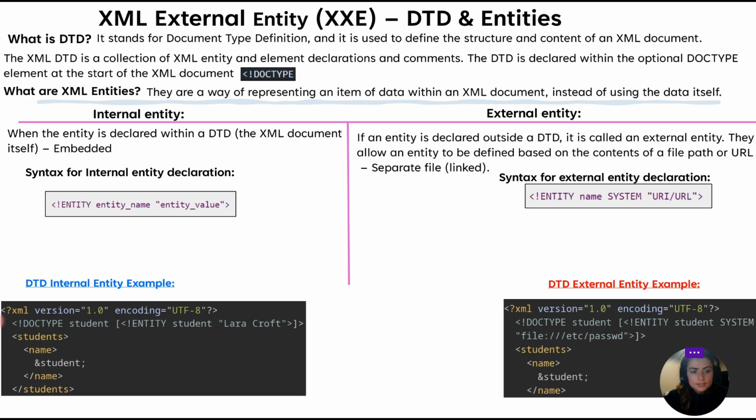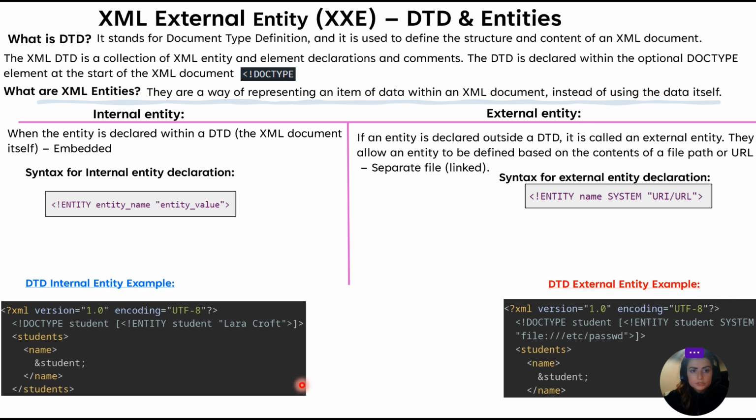So what is DTD? It's exactly this. The whole document is called DTD. So the whole XML document, any attributes, comments, elements, everything is part of the DTD and it's called document type definition. The DTD is declared within the optional doctype element at the start of the XML document. That's what we can see here. Doctype, and it's optional.